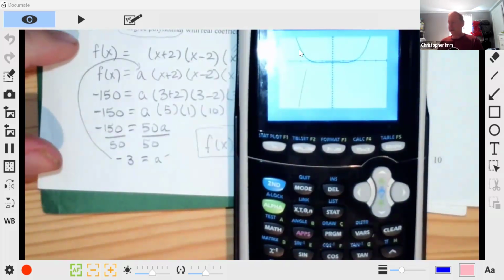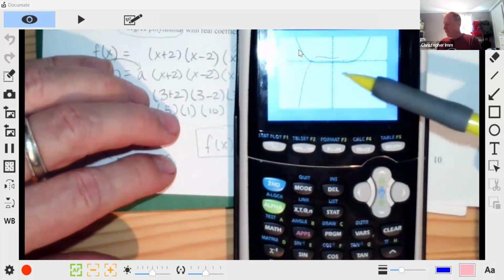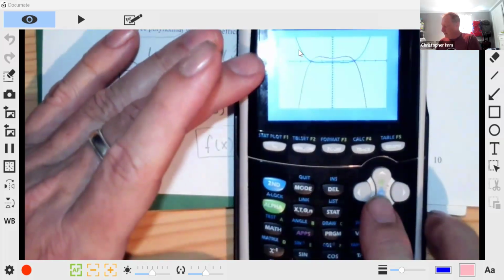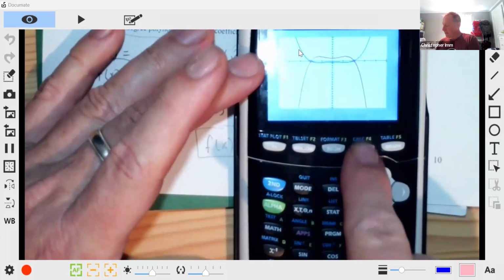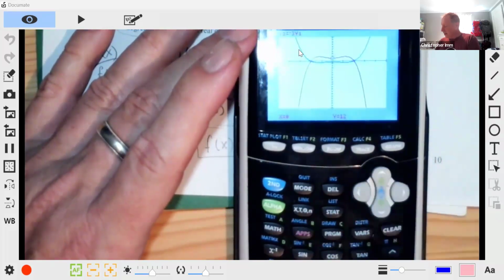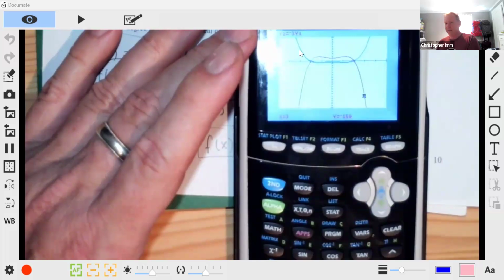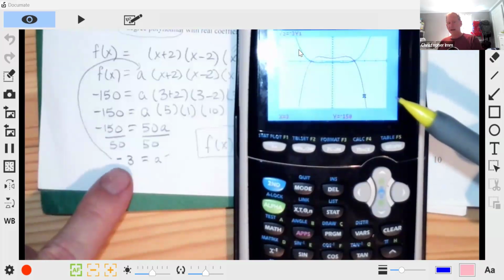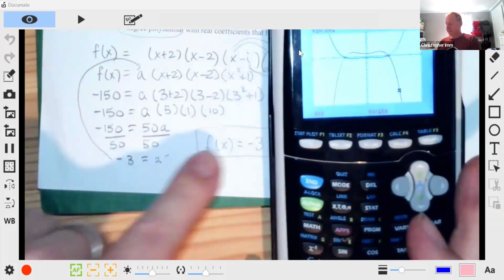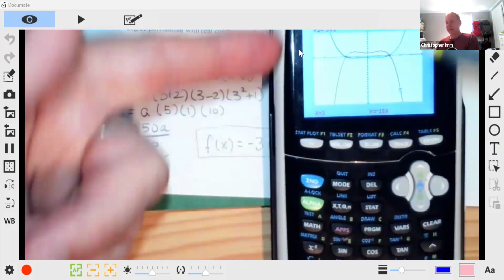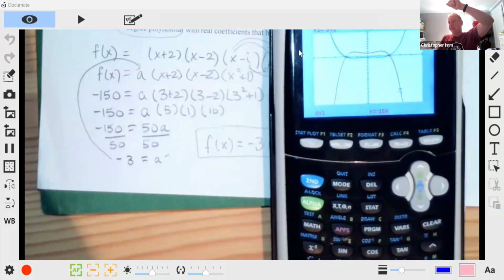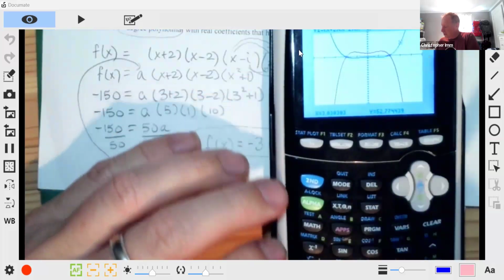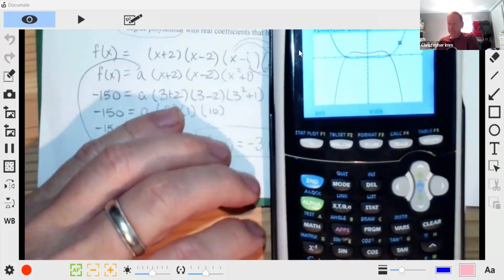But my red function goes to the same zeros, and it should go through that point. So if I go to my red function, do a trace, and go up to my red function, if I plug in 3, I should get negative 150, and sure enough, it's there. So what that's done, that negative 3 for the multiplier has basically flipped the function and stretched it out vertically by a factor of 3. So we do know if we did the blue function and we plugged in 3, we got 50. Okay.